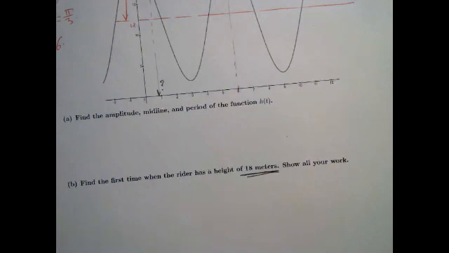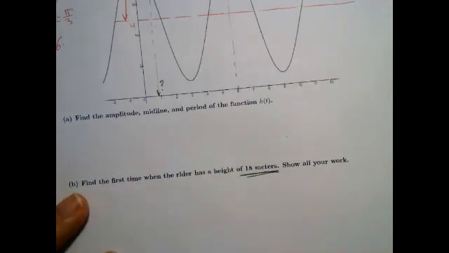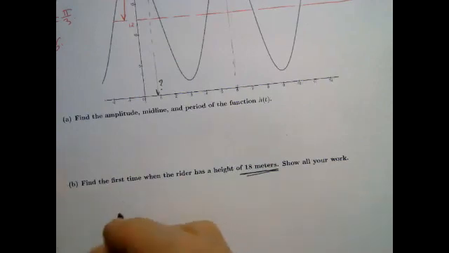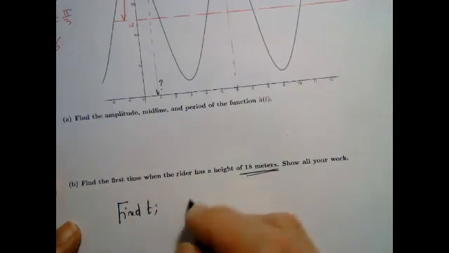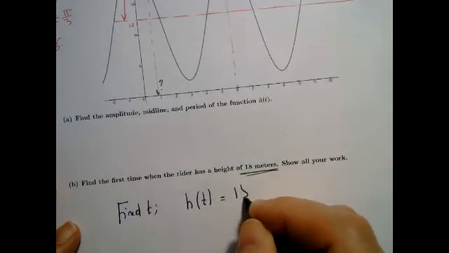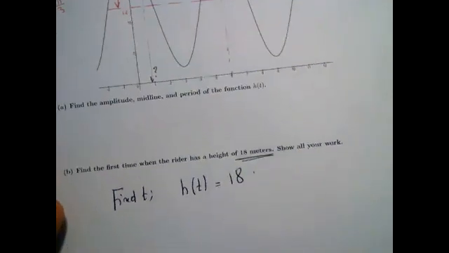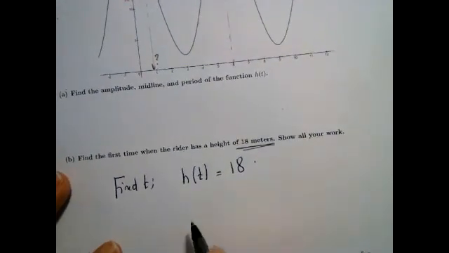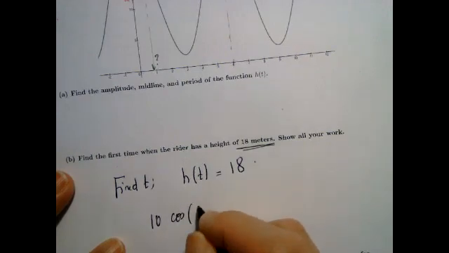I'll give you 3 minutes to do that because I think it requires thought, and as usual I will pick one of you. So basically I want to find t, the time such that the height, the output, is equal to 18. That's what you need to find. It means you set the height equal to 18 and solve for t.